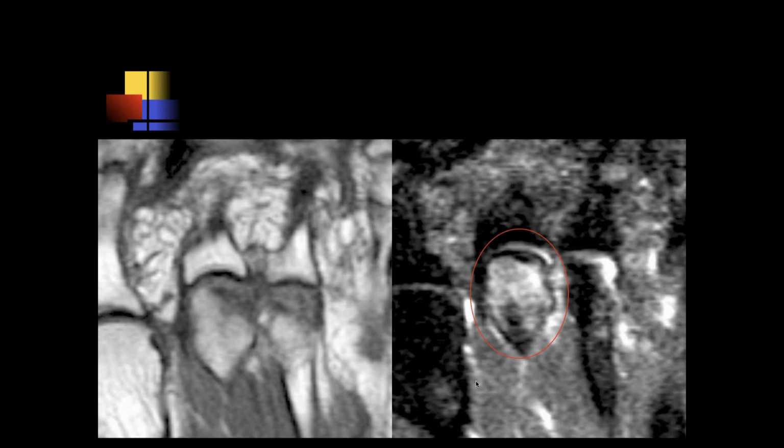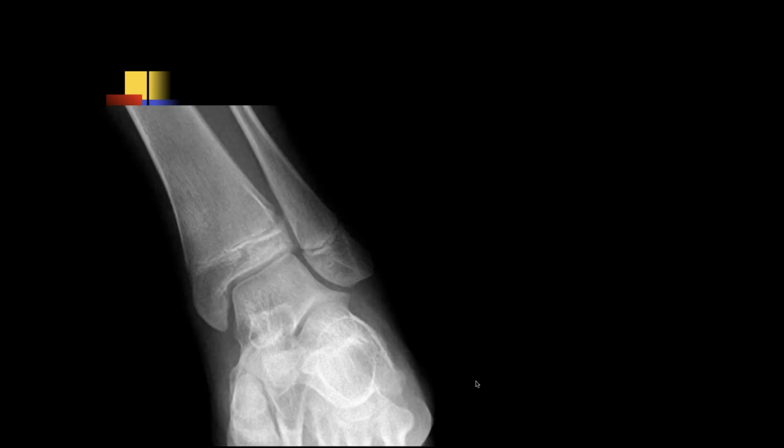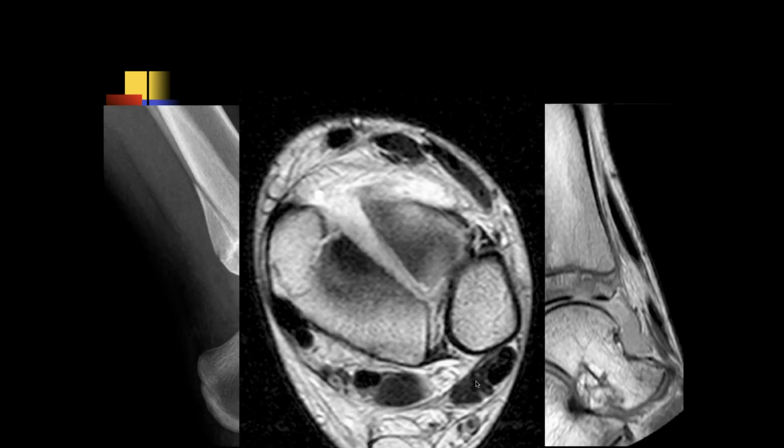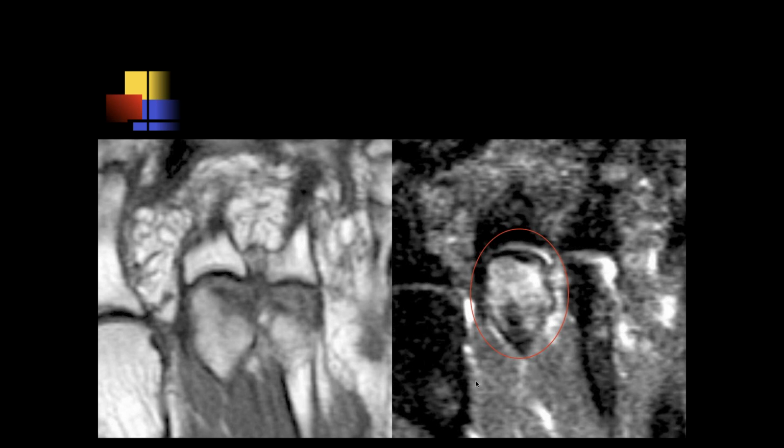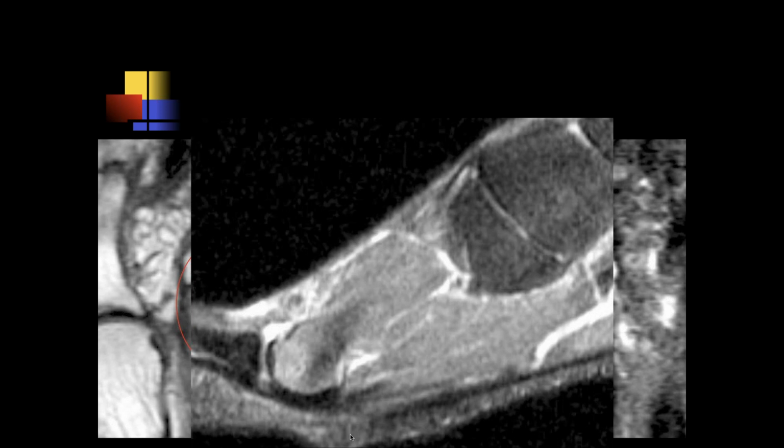Okay, so I believe this is the second metatarsal head. We have a couple images of the foot. There's some edema in that second metatarsal head. I'm not sure, is it Freiberg's infraction? Yeah, which we can see here.